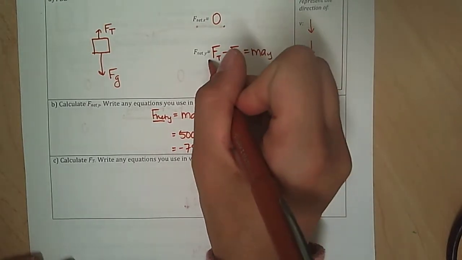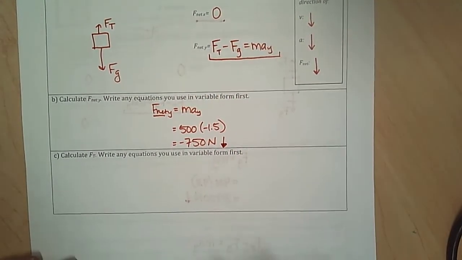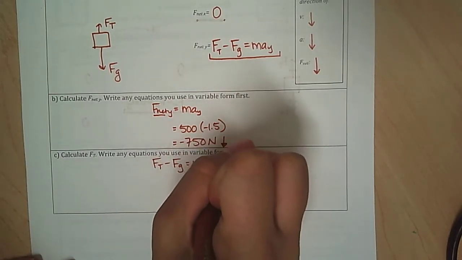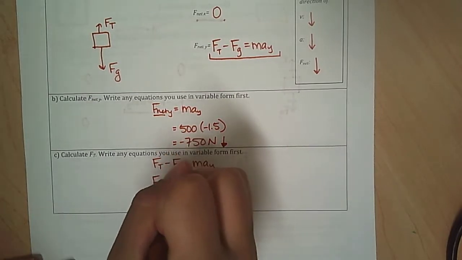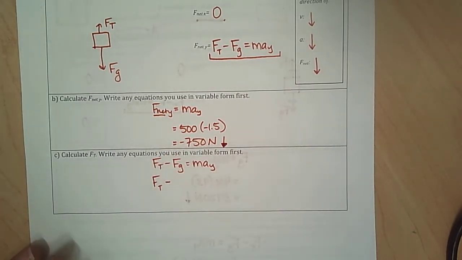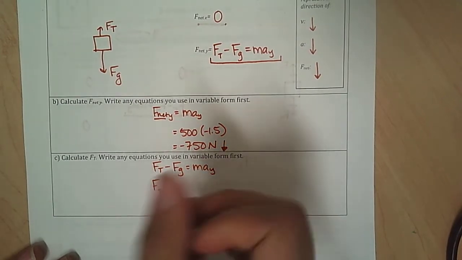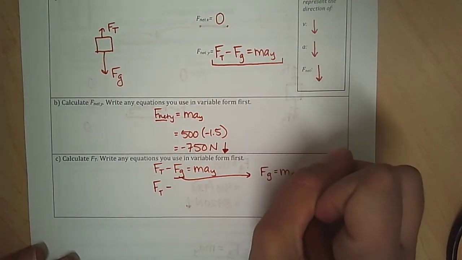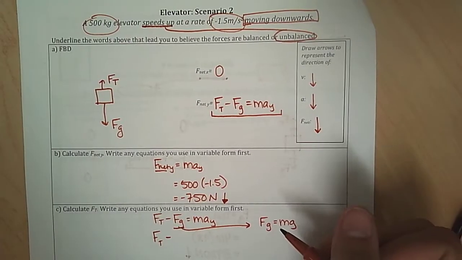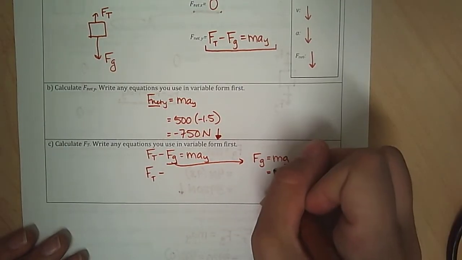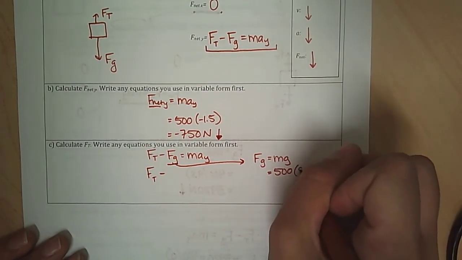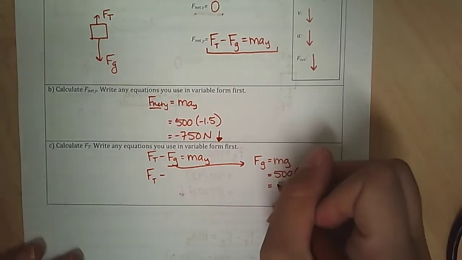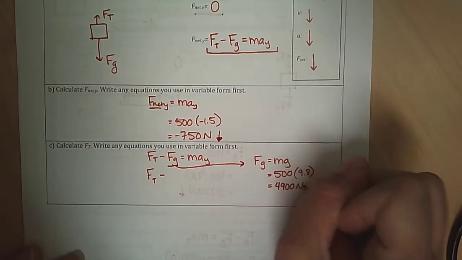So now I'm going to use my equation here that I wrote. So let's rewrite that again. Ft minus Fg equals may. Ft is our unknown. Fg, I don't know Fg, so we're going to have to pause real quick and go over here and calculate Fg. Fg is equal to mg. They give us the mass, so I can say m is 500. G, because this elevator is on Earth, is 9.8. And so 500 times 9.8 is 4,900 newtons.